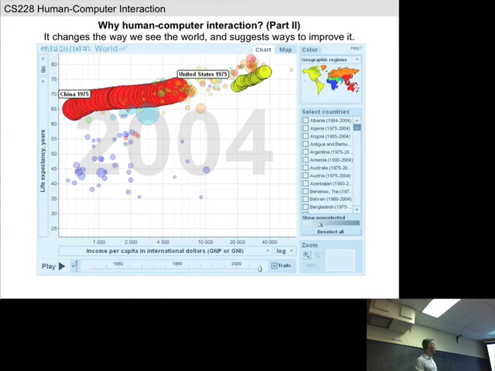I apologize for this screen. Let's see if it's better if I turn off the light here. Is that any better?